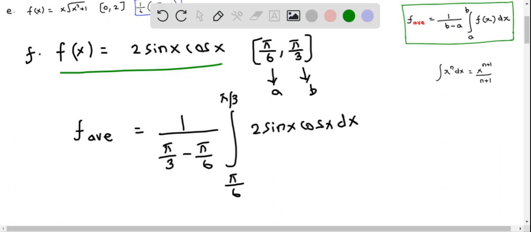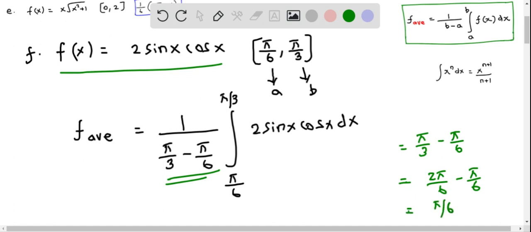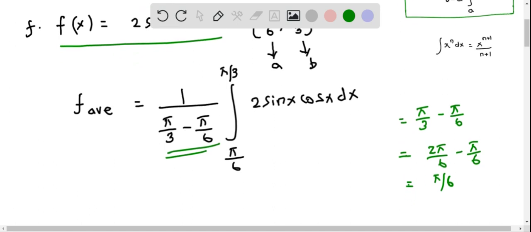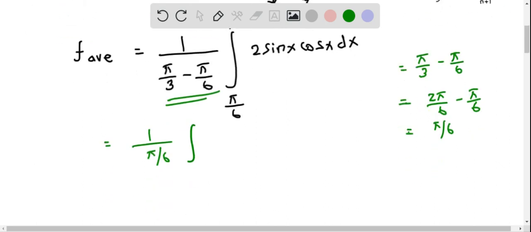So first let's simplify this. This equals pi by 3 minus pi by 6. I can rewrite the first term as 2 pi by 6, minus pi by 6. And so this equals 2 pi minus pi is pi, so this is finally pi by 6. So I'm going to put 1 over pi by 6 integral from pi by 6 to pi by 3.